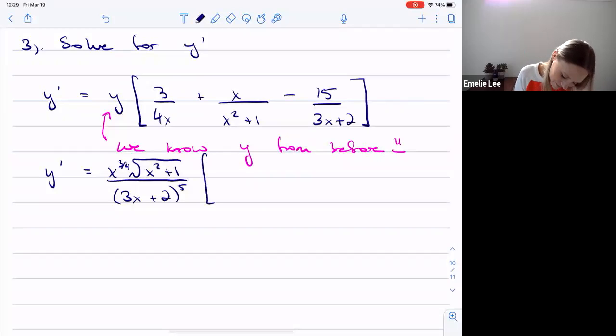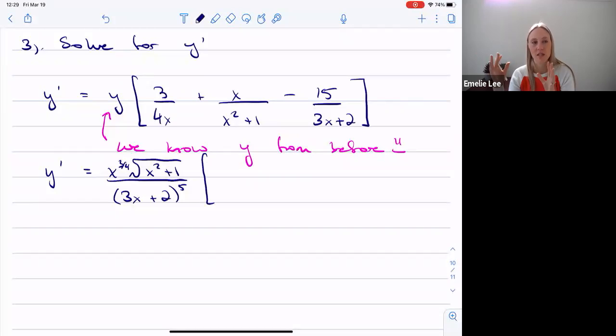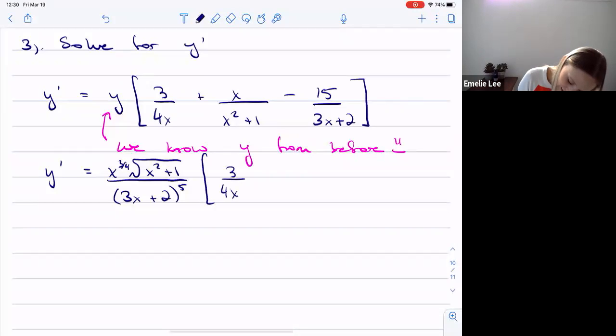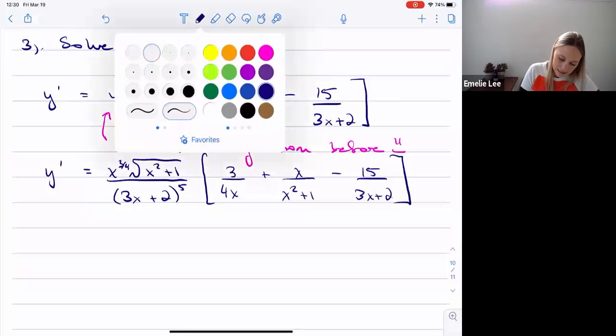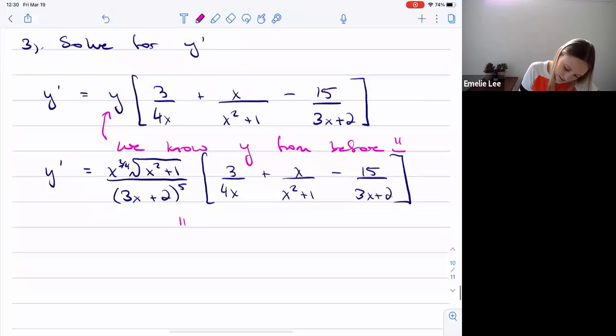Good. And then I'm just going to keep it as that's all times because this would be a real mess to untangle. So once you've plugged in the y, typically we're going to leave it. So then times 3/4x plus x over x squared plus 1 minus 15 over 3x plus 2. We did it.